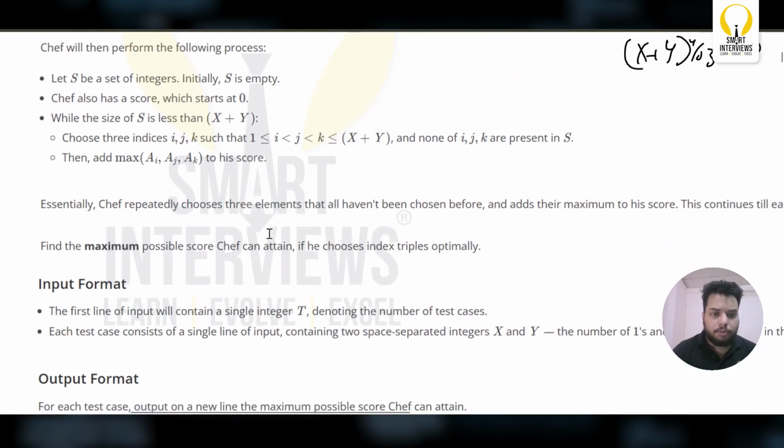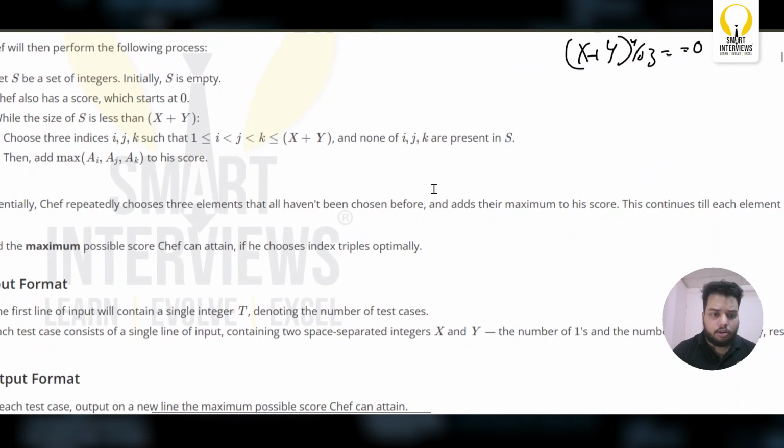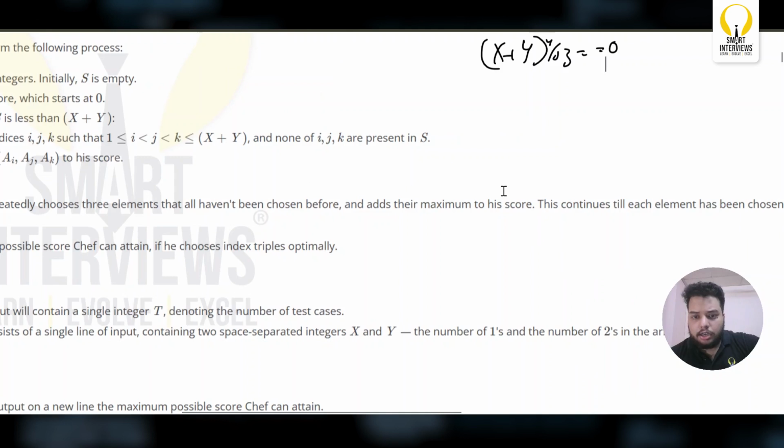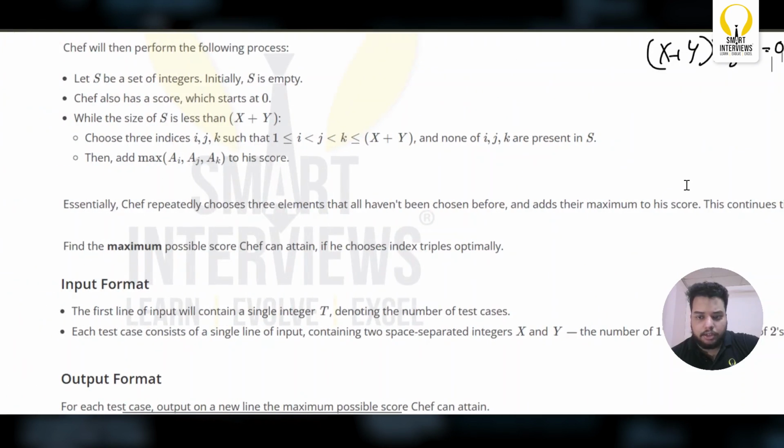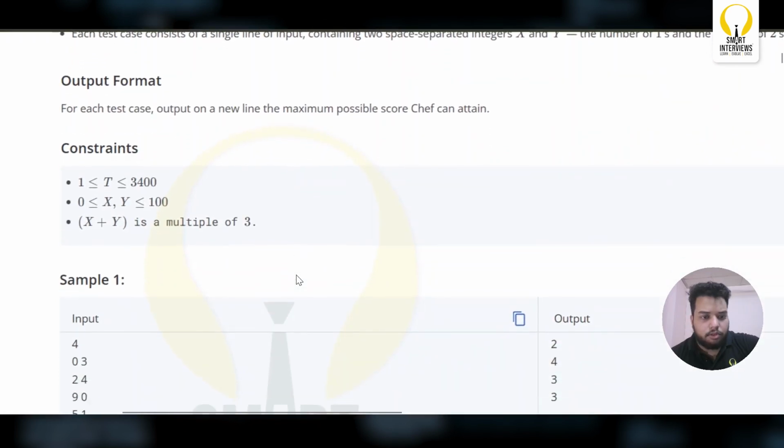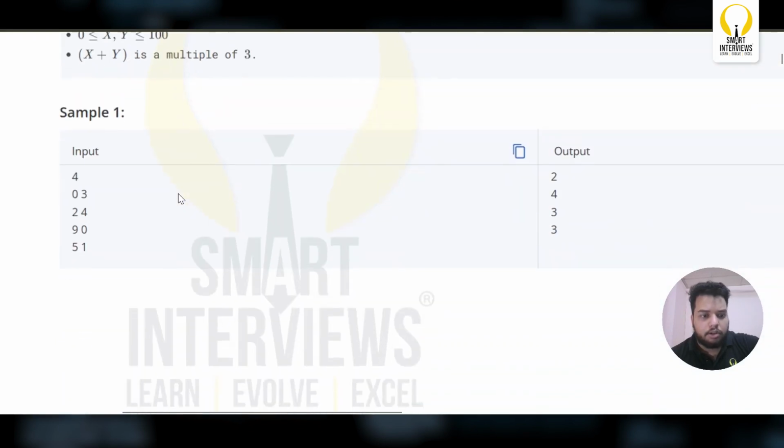So essentially, Chef repeatedly chooses elements, all the elements, till he can't take more. This continues till each element has been chosen exactly once. You need to find the maximum possible score of Chef. The constraints are very small, which means we can do brute force for it.